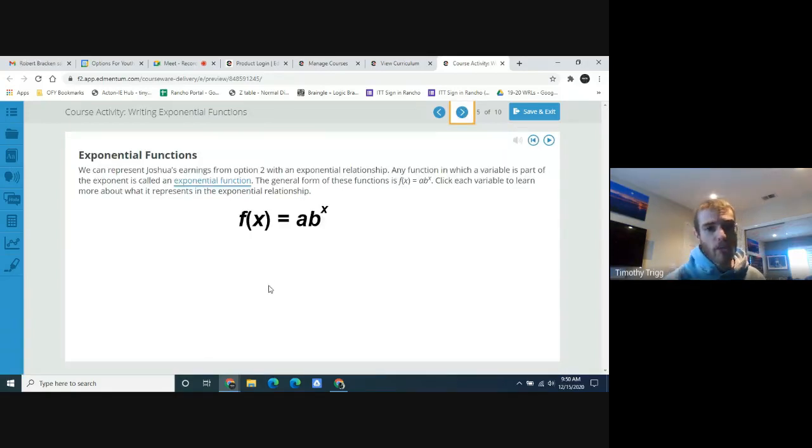So we can represent Joshua's earnings from option 2 as an exponential relationship. And so this is our exponential relationship here. f of x equals a times b to the x. Now, what are a and b? A and b are just numbers. All right. Now, generally, a is the starting amount. So in the example we just did, the starting amount was 5 cents. So a would be 5 cents or 0.05. b is the growth rate. So in Joshua's example, the growth rate was 2 because it doubles each time.